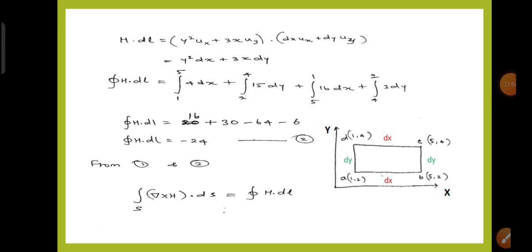Up to this we have discussed Stokes' theorem, its statement and its mathematical representation. The application of Stokes' theorem is that it is used to convert a line integral to a surface integral and vice versa. Then we did 3 problems to verify Stokes' theorem. I think after these 3 problems you have a clear idea about Stokes' theorem.